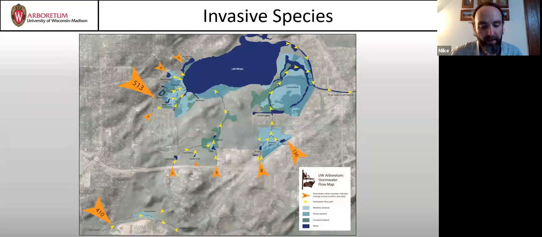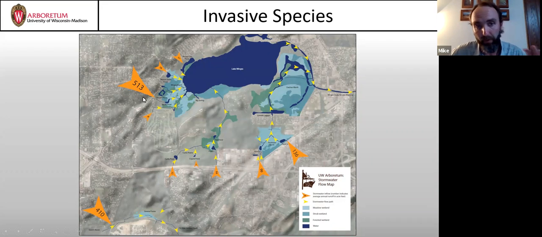Another vector that we have is urban stormwater inputs. We have the unfortunate location of being really low in the watershed. So a lot of the surrounding urban stormwater wants to get funneled, and is funneled, into the Arboretum on its way to Lake Wingra and then downstream to Lake Monona and south of there, ultimately to the Rock River and down your direction. So these orange arrows are showing where we have inputs of urban stormwater, and the larger the arrow, the larger the input.